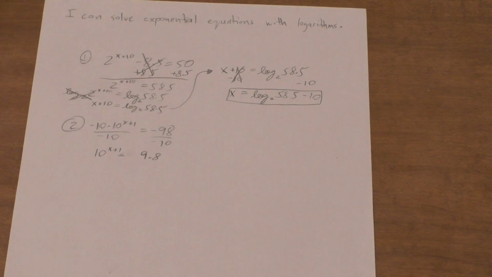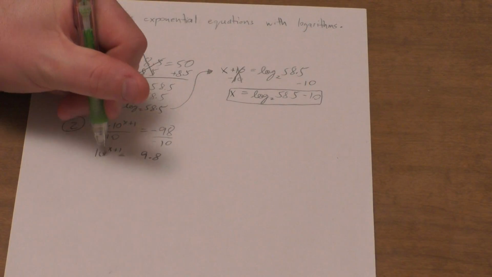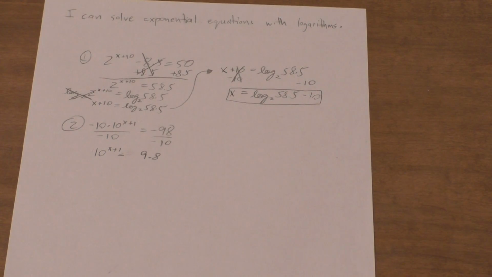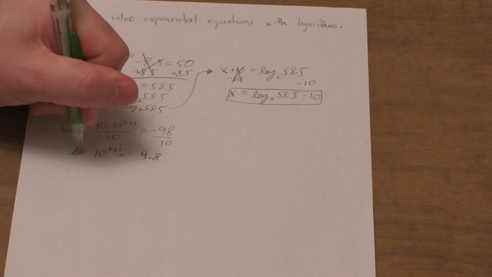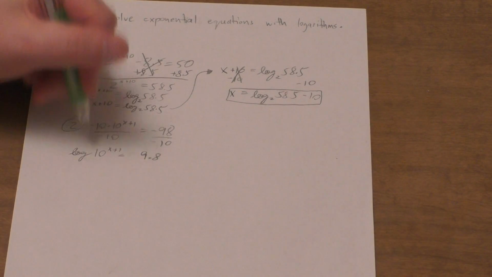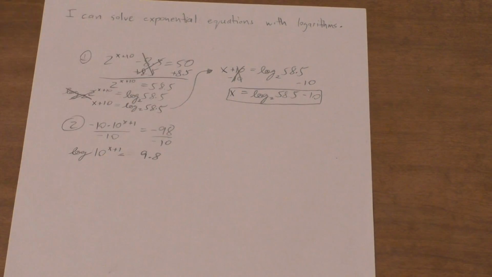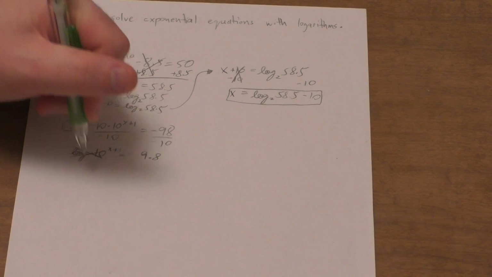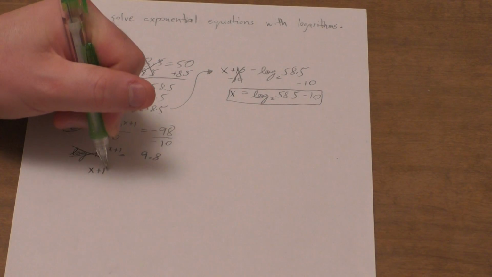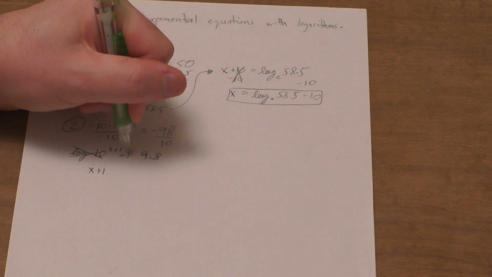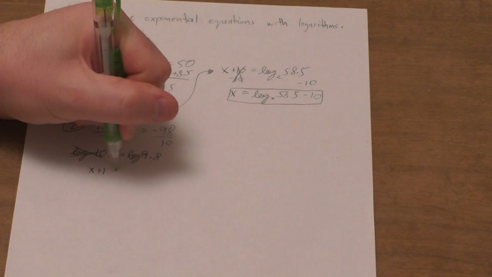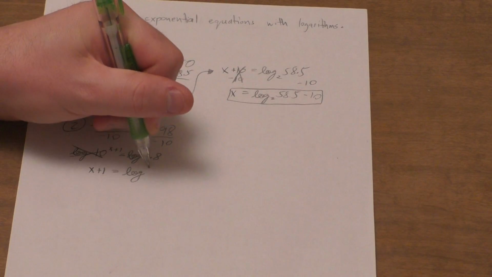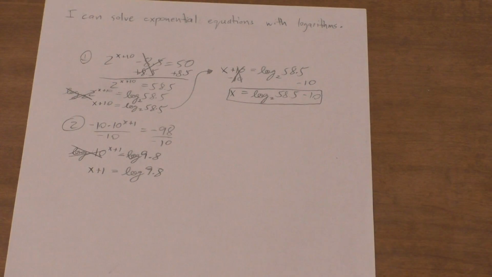Okay. So now, to get rid of this exponential base, I'm going to use its inverse, which is log base 10. When you have a log of base 10, you don't have to write the 10 there. It's assumed that that's a base of 10. So if I have log base 10 and an exponential of base 10, those will cancel, and I'm left with x plus 1. If I do it to one side, I have to do it to the other. That's log of 9.8. So x plus 1 equals log of 9.8.